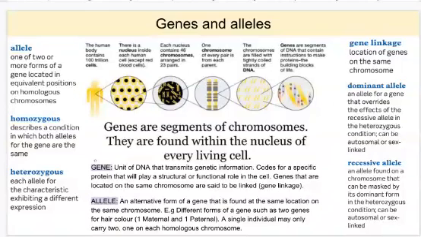Okay, so for example, different forms of a gene, such as two genes for hair color, one from your mom and one from your dad, and a single individual may only carry two, one on each of those homologous chromosomes. Okay.